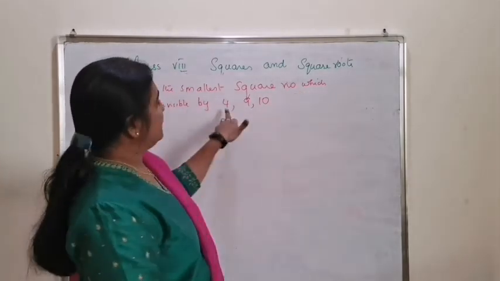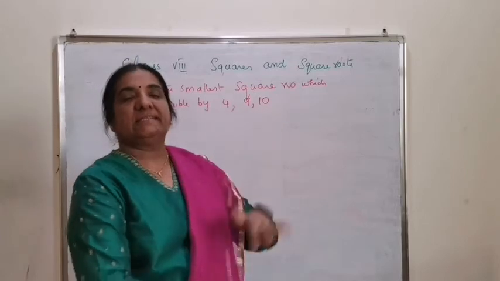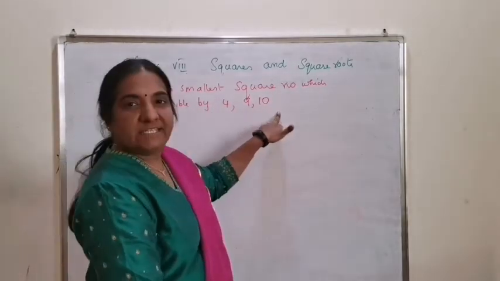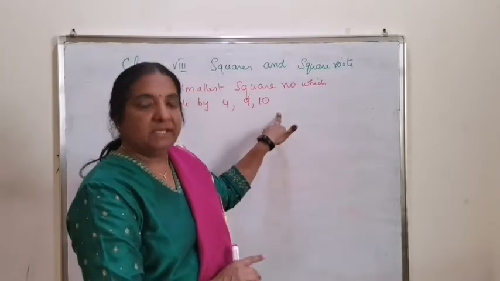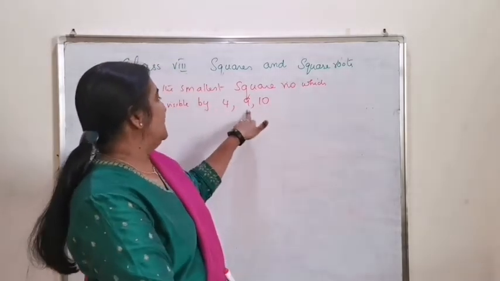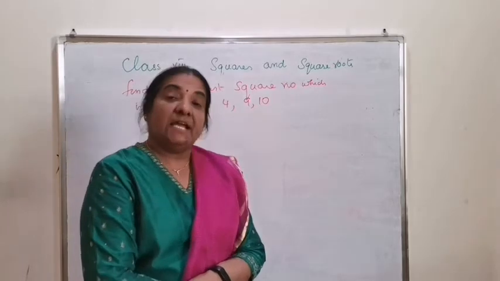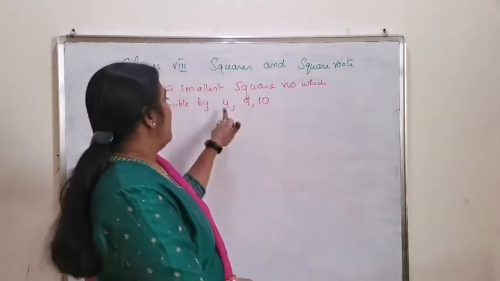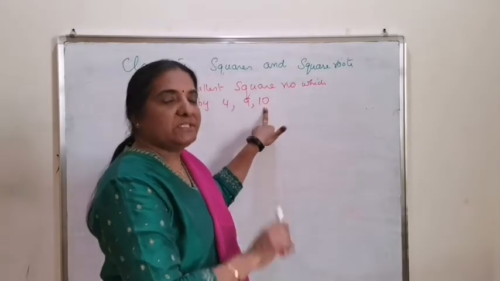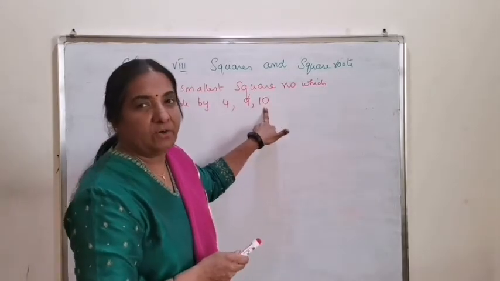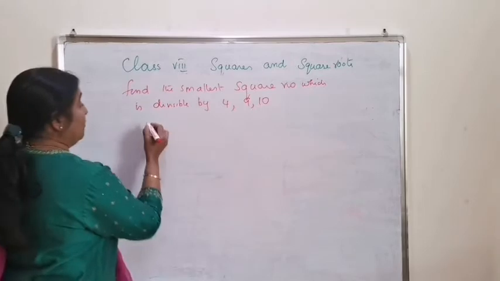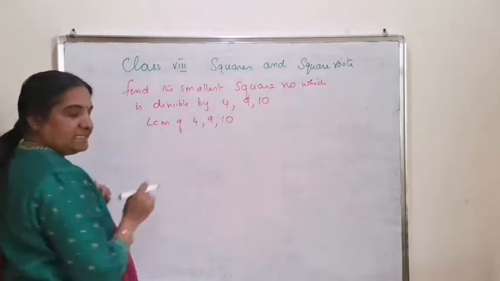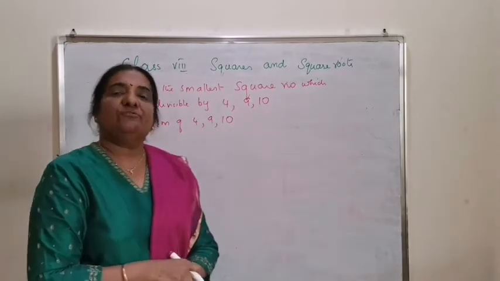find the smallest square number which is divisible by 4, 9 and 10. Divisible by 4, 9 and 10 means it should be a multiple of all these numbers, which gives you an idea that you have to find the LCM of 4, 9 and 10 as the first step.